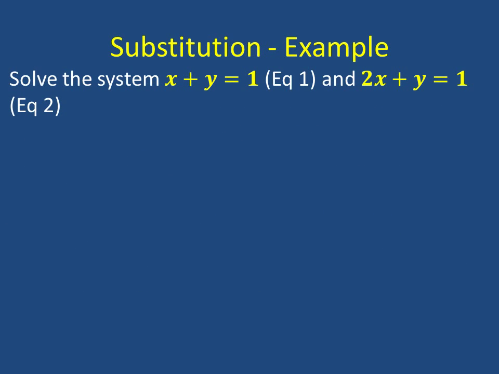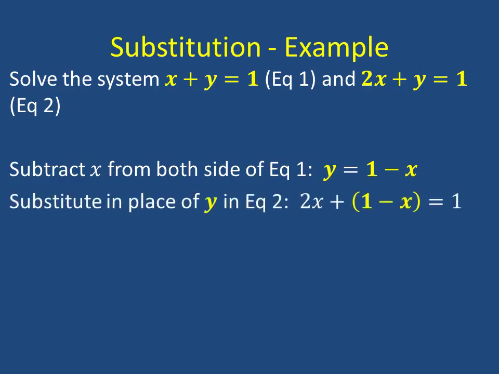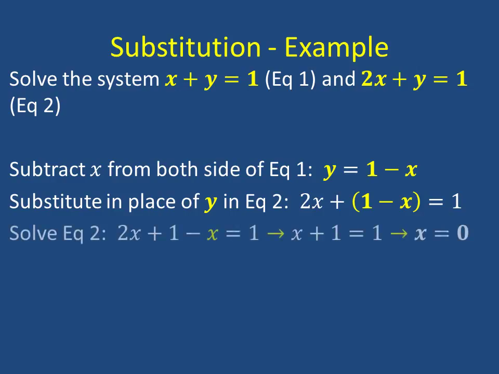Let's solve the system x plus y equals 1, which we'll call equation 1, and 2x plus y equals 1, which we'll call equation 2. From equation 1, we're going to subtract x from both sides in order to solve for y. This gives us y equals 1 minus x. We're going to put that expression in place of y in equation 2. So instead of 2x plus y equals 1, we'll have 2x plus 1 minus x equals 1.